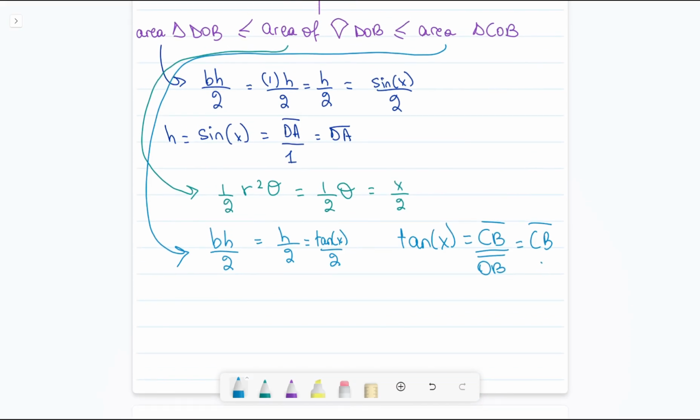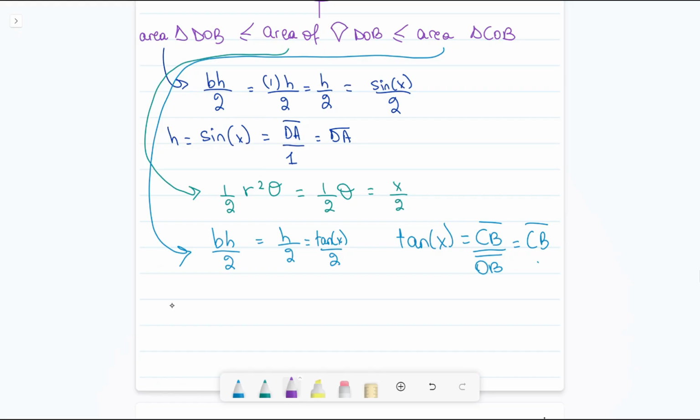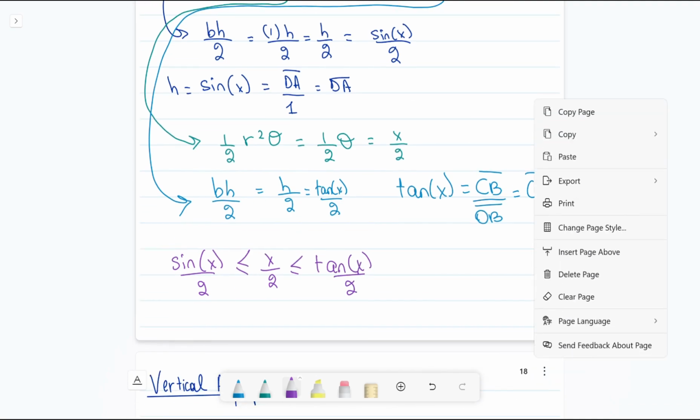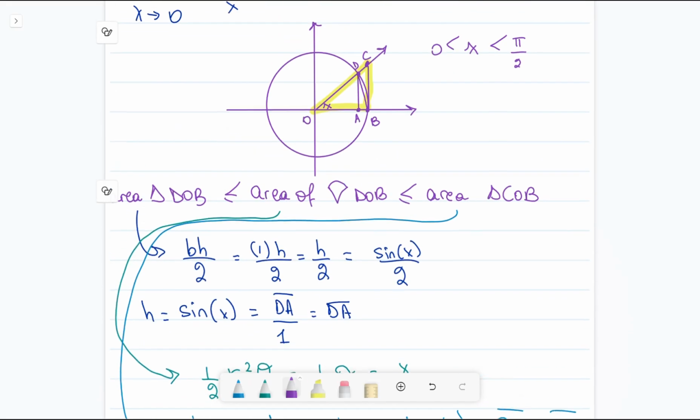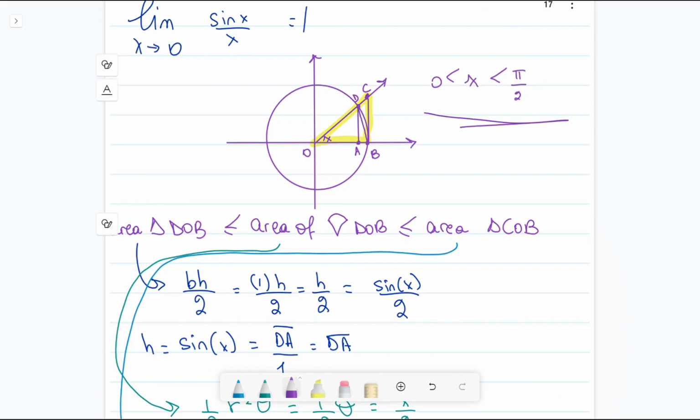And now, with all of that in mind, we can rewrite the inequality. The inequality becomes sine of x over 2 is less than or equal to x over 2, which is less than or equal to tan of x over 2. One thing again to keep in mind is that x is between 0 and pi over 2. So x is approaching 0 from the right. And another thing to keep in mind is that x is never touching 0. We are always approaching 0.